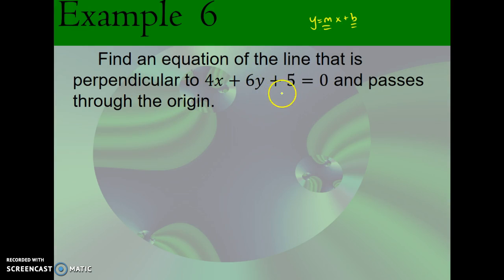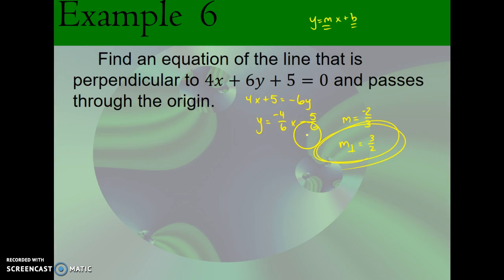If I shuffle this around a little bit, 4x plus 5 equals negative 6y, and y equals negative 4/6 x minus 5/6. Its slope is negative 2/3. If I want to go perpendicular to that, I have to use opposite reciprocal, which means I flip that upside down and I change its sign. This is the slope of what I want.